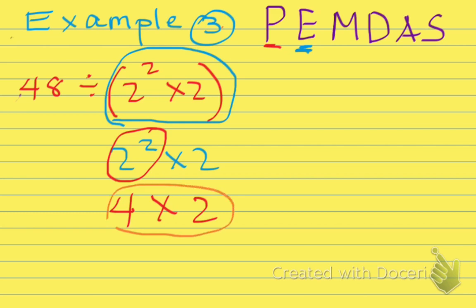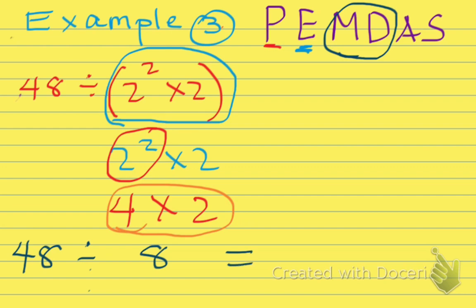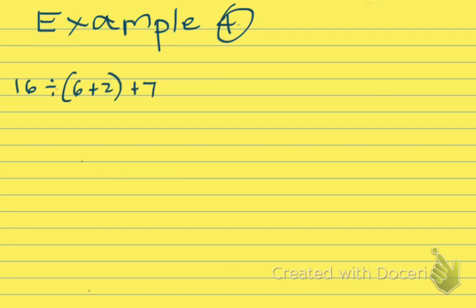So now we have our exponents finished. So let's move on to our multiplication. 4 times 2 equals 8. And then let's carry on. We're looking for multiplication and division. So we have 48 divided by 8. So our answer is 6. So 48 divided by 8 equals 6. And that's our final answer. So 48 divided by, inside the parentheses, 2 squared times 2 equals 6. Alright, let's move on to the next example.